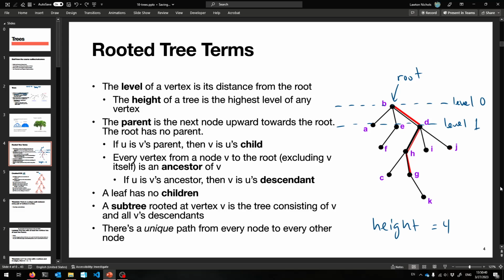Every leaf has no children, of course. That's what it means to be a leaf. Like you can't go down any further. K is a leaf, C is a leaf.